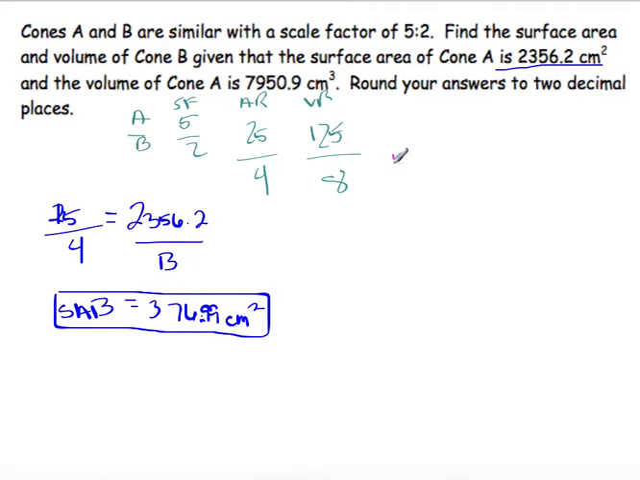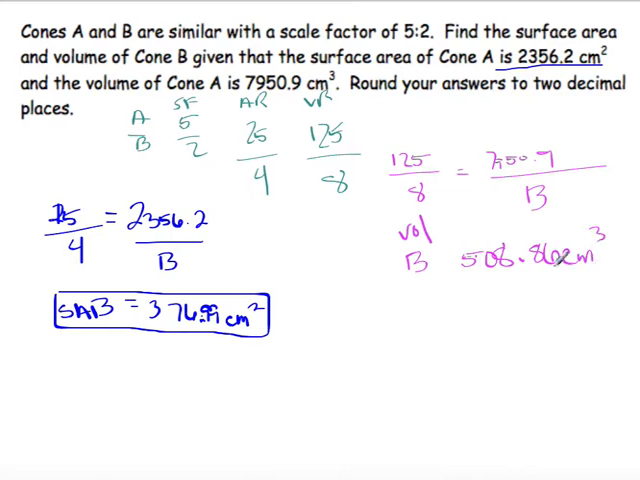we would take our volume ratio, that 125 over 8, equal to the volume of A, 7,950.9, over the volume of B, and cross multiply, so 8 times 7,950.9 equals 125V, and then divide by 125, and you get the volume of figure B to be 508.86 centimeters cubed. So there's the volume of B right there.